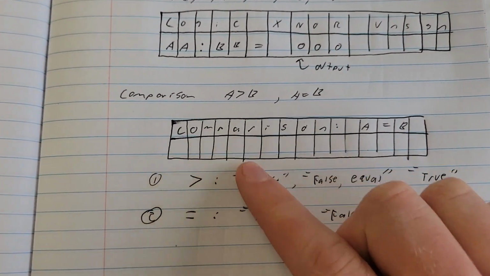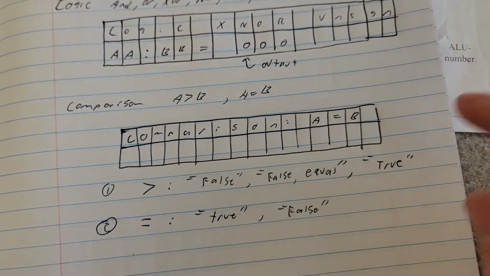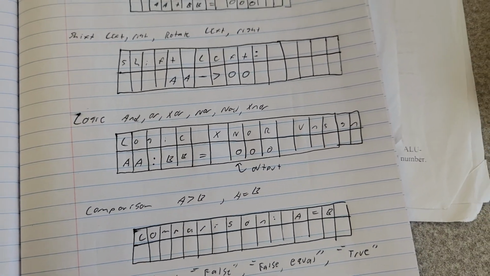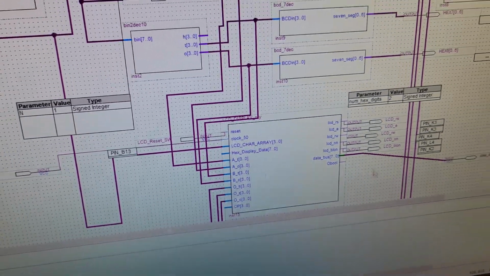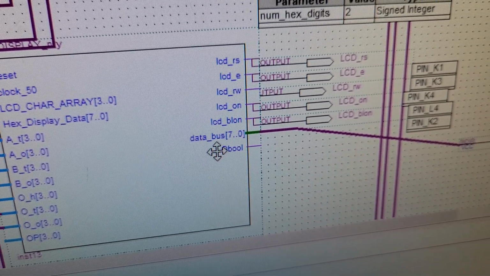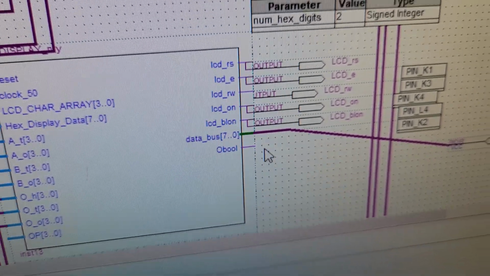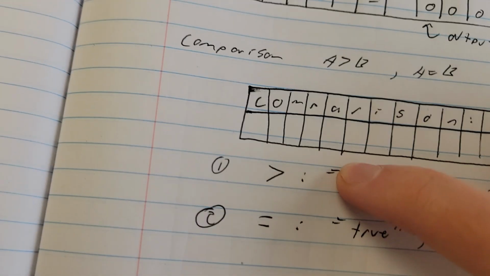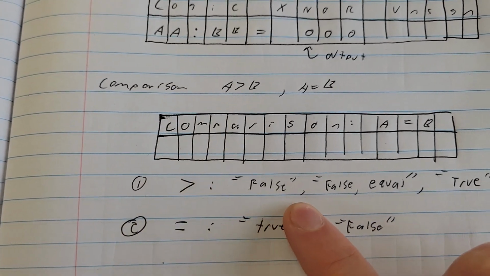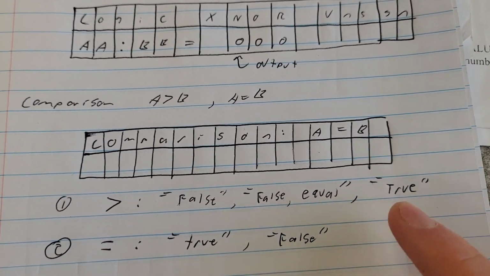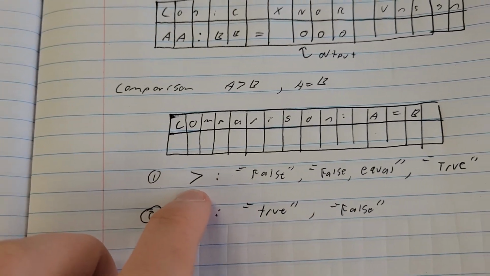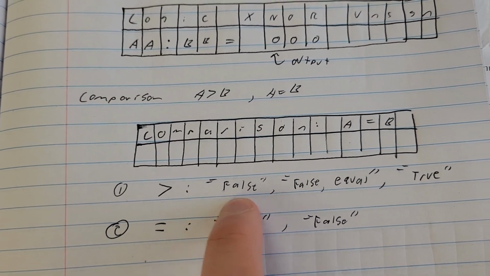And then for our comparison, we're going to have to add our Boolean expression coming out of our code. Right here is the data bus, but underneath that is the Boolean expression for these two comparisons. For the comparison, it can either be false or equals, or it's true. I'm going to get rid of this false equals, because for a greater than, it's either greater than or not greater than, so it's either true or false.